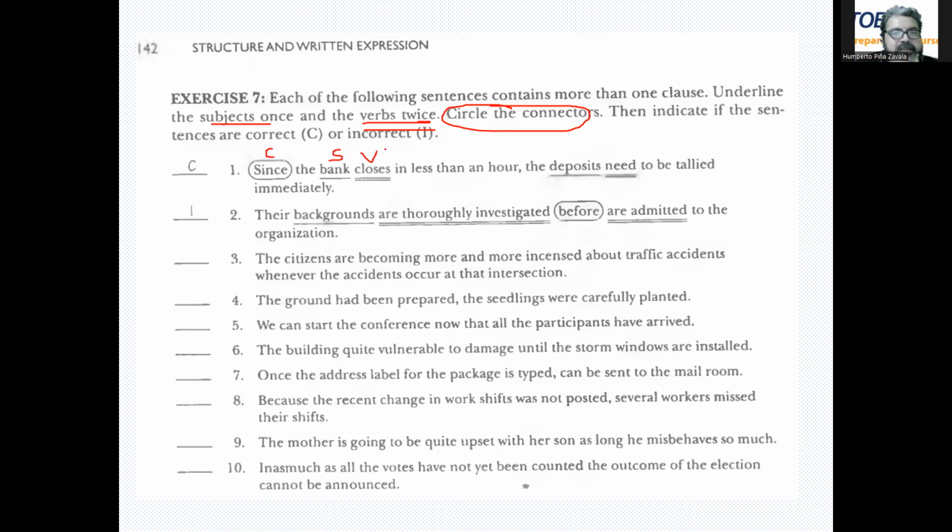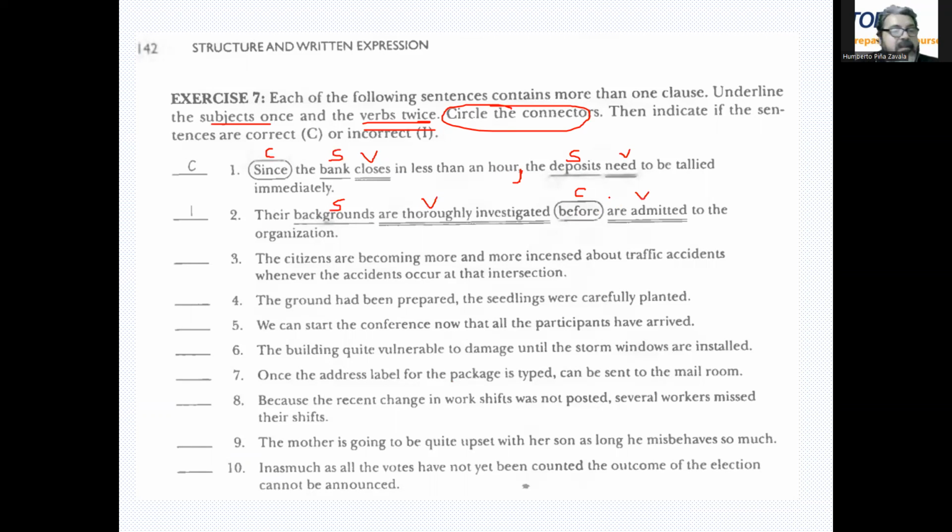Since the bank closes in less than an hour, comma, the deposits need to be tallied immediately, right? Everything is fine. The connector is at the beginning, and the comma in the middle separates the two clauses. No problem. Their backgrounds are thoroughly investigated before, connector, are admitted to the organization. Notice that we have subject, verb, connector. The connector is in the middle, so there's no need for a comma.